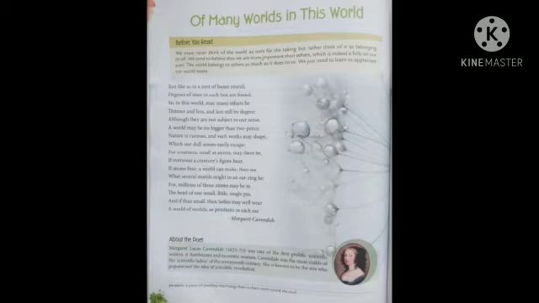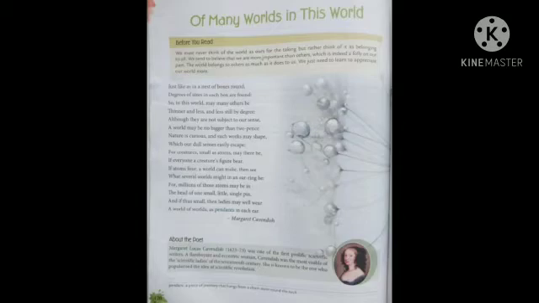Now my dear students, I am going to start the explanation of the poem. Okay, let's start. My dear students, I am going to take the first six lines. Just like as in a nest of boxes round, degrees of sizes in each box are found. So in this world may many others be, thinner and less still by degree. Although they are not subject to our sense, a world may be no bigger than two pence.